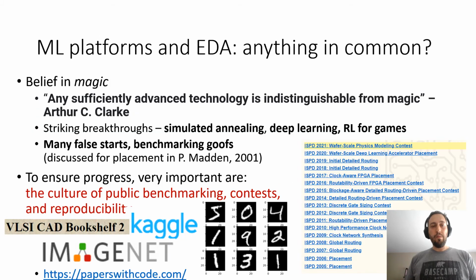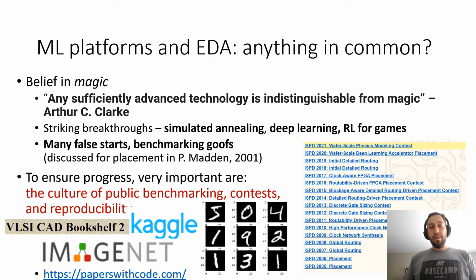Another thing in common between machine learning and EDA is the belief in magic. The science fiction quote given here tells us that any sufficiently advanced technology is indistinguishable from magic. But even in actual research, we have seen striking breakthroughs: simulated annealing, deep learning, reinforcement learning for games. However, there have also been many false starts and benchmarking mistakes.